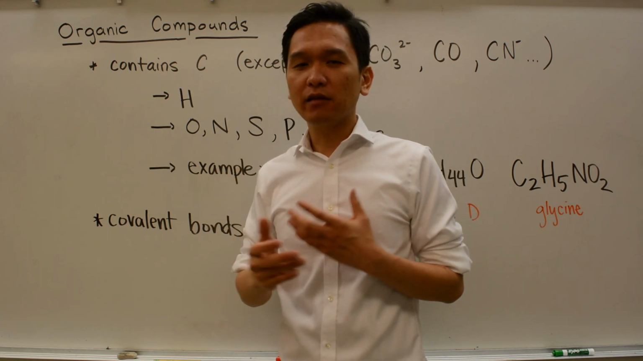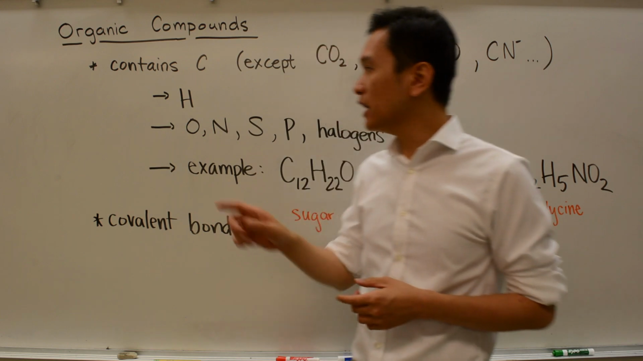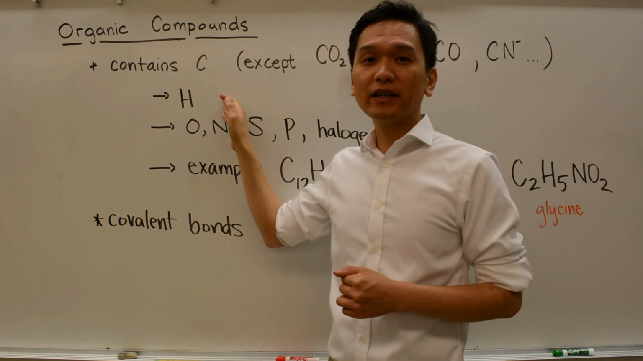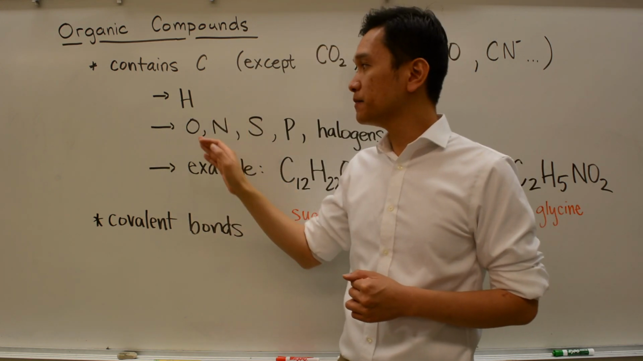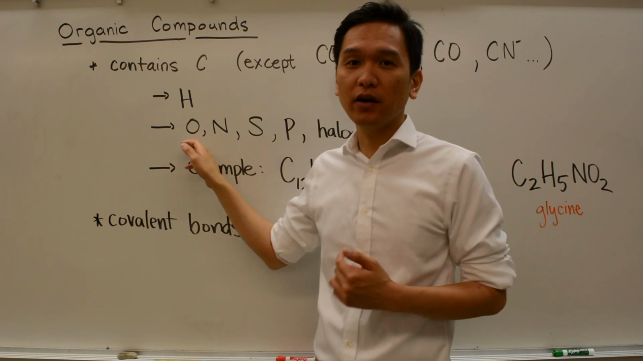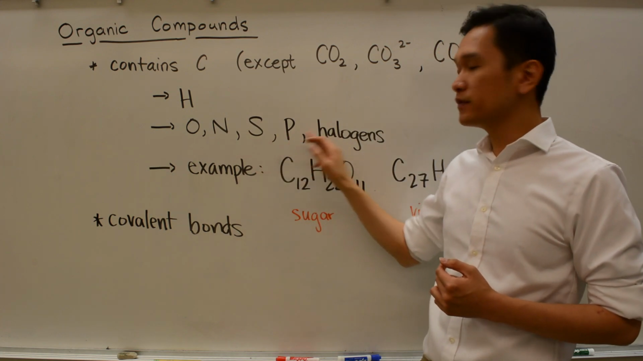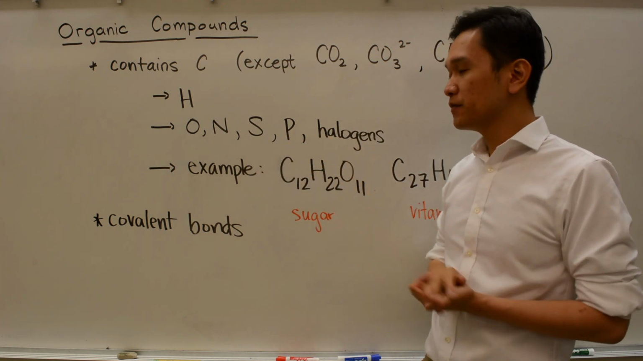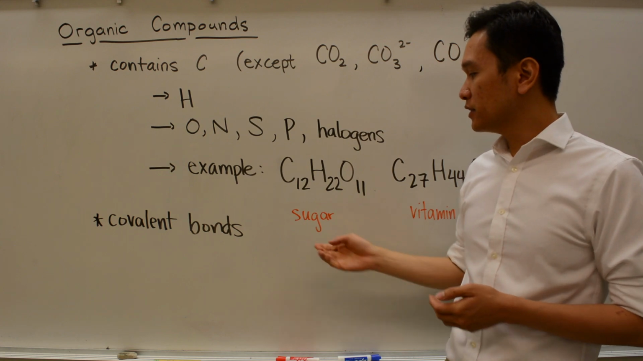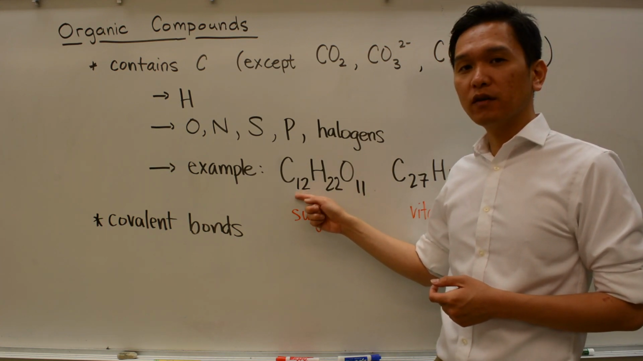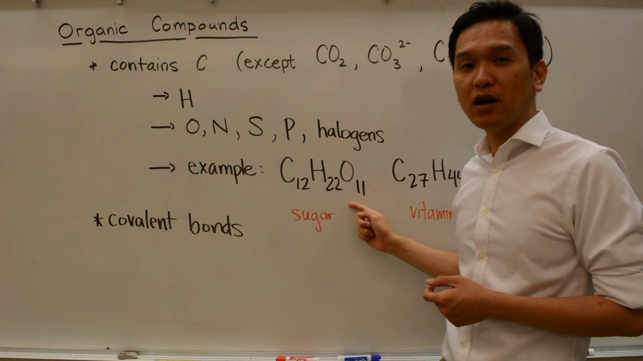What are other atoms that are in an organic compound? Most of the time, hydrogen. In fact, hydrogen is found almost all of the time. Besides hydrogen, you may also have other atoms, for example, oxygen, nitrogen, sulfur, phosphorus, and lastly, halogens. Some examples here is sugar. Sugar is composed of 12 carbons, 22 hydrogens, and 11 oxygens.